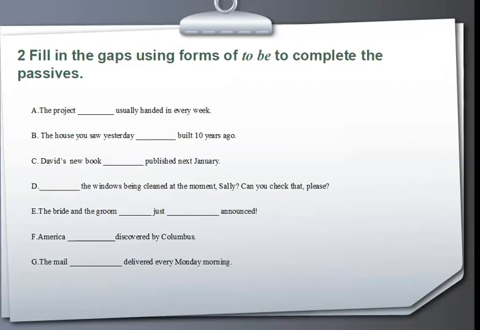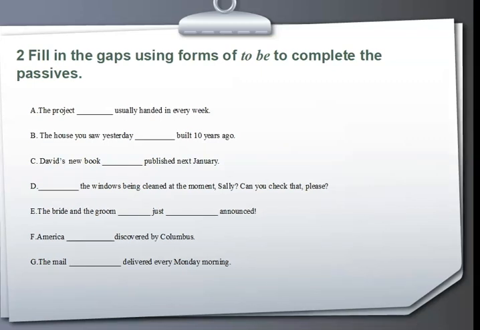Fill in the gaps using forms of to be to complete the passives. Okay? So here are a couple of sentences. Our task is to fill in only with the verb to be, while the past participles have been given. The project usually handed in every week. So we have the verb handed, but we need to add forms of the verb to be.